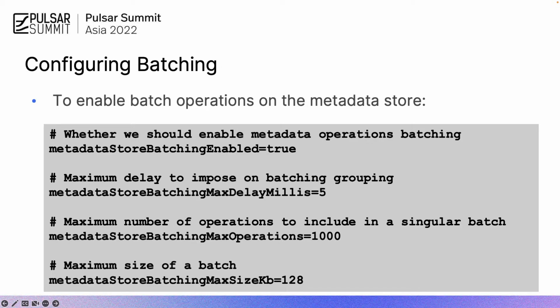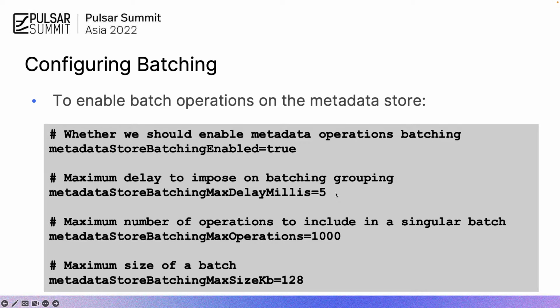Now, to configure batching, the following properties have been added to the Pulsar broker configuration file that allow you to further tune the metadata batching as you see fit. As you can see here, you can either enable or disable batching based on whether a system supports it or not. As I mentioned in the previous slide, ZooKeeper and etcd do. Things like RocksDB do not.